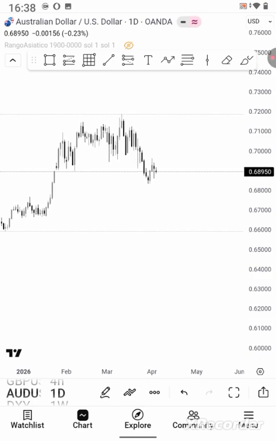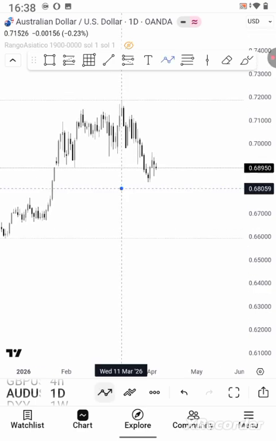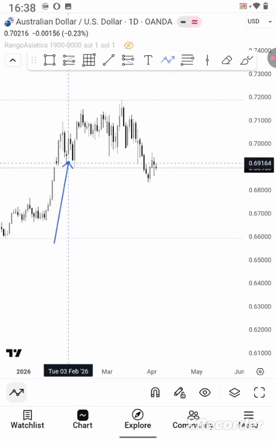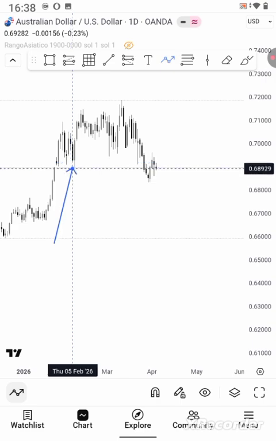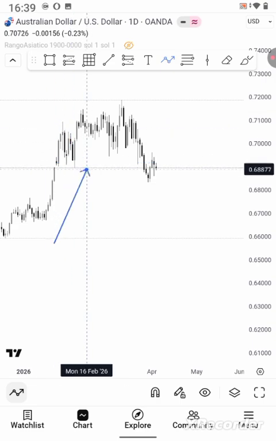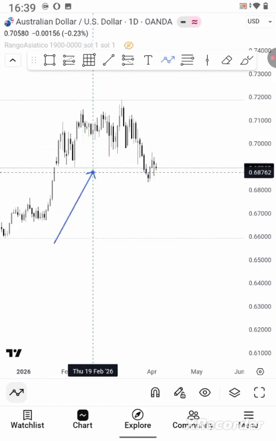Just look at the breaker blocks we have. Watch many of my videos. You see what this is, a breaker. This black candle is a breaker block. It's the last bearish candle before price pushed up and broke structure or swept liquidity. So that's the breaker block there.